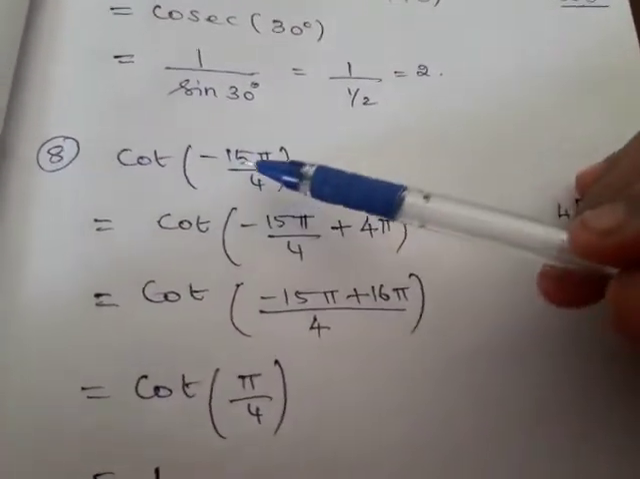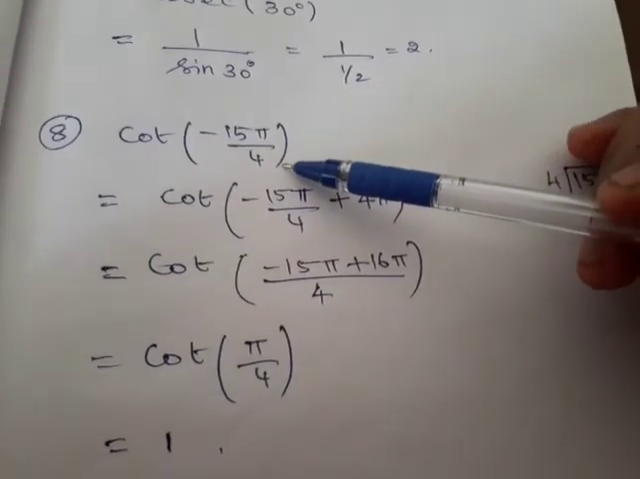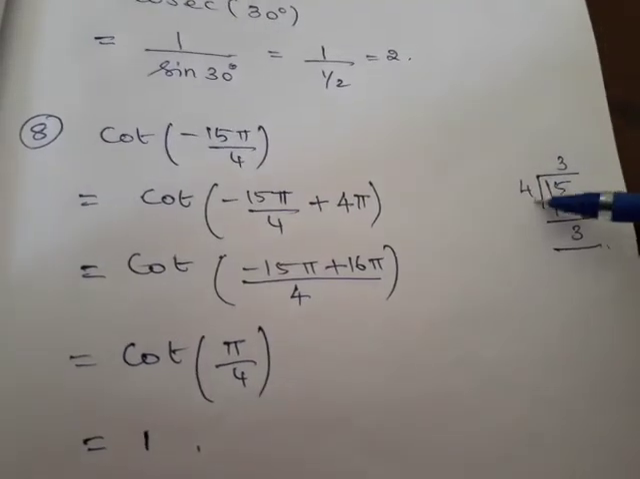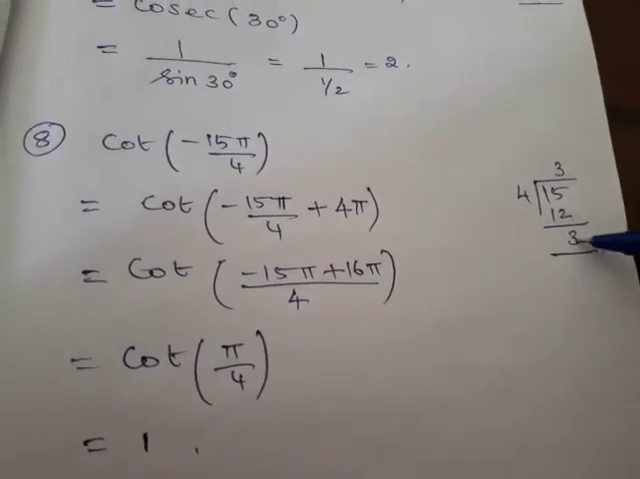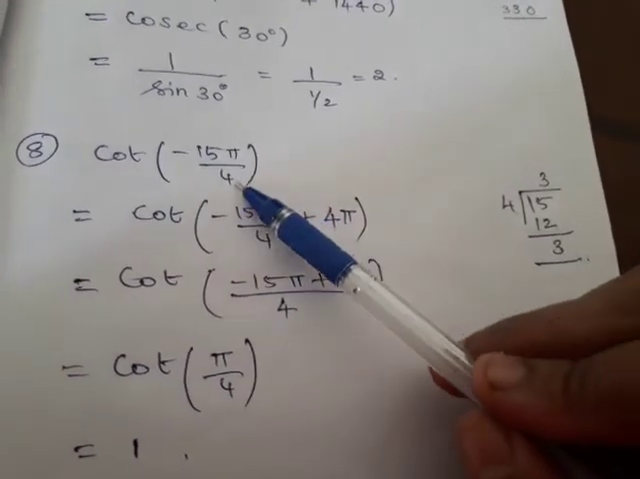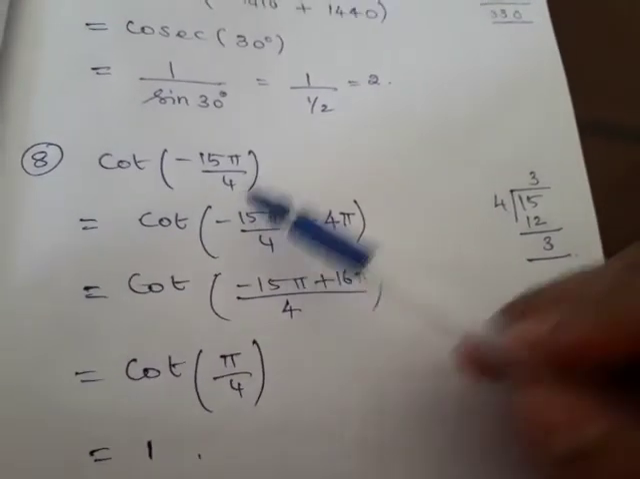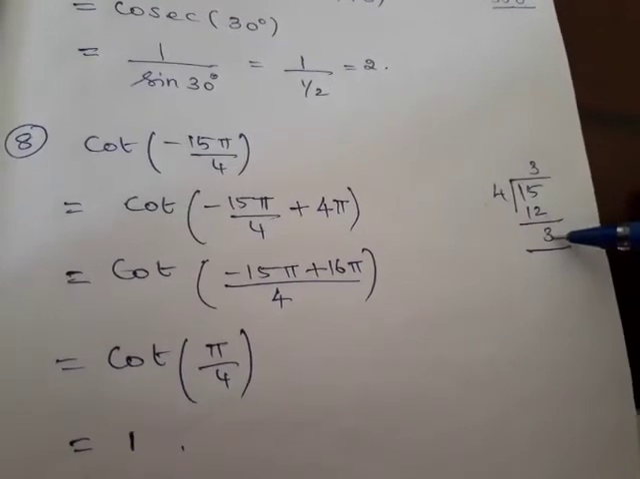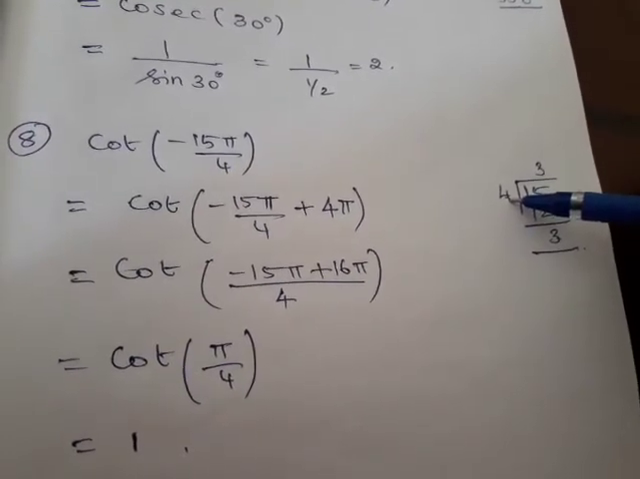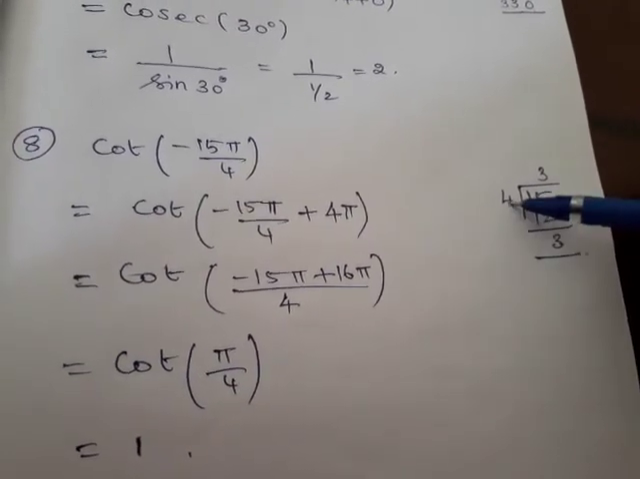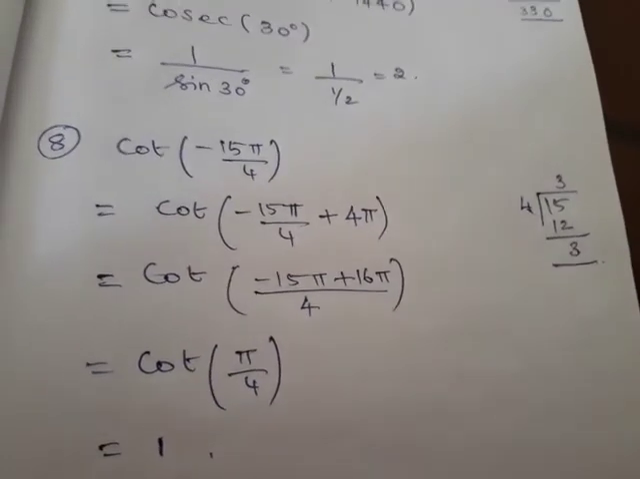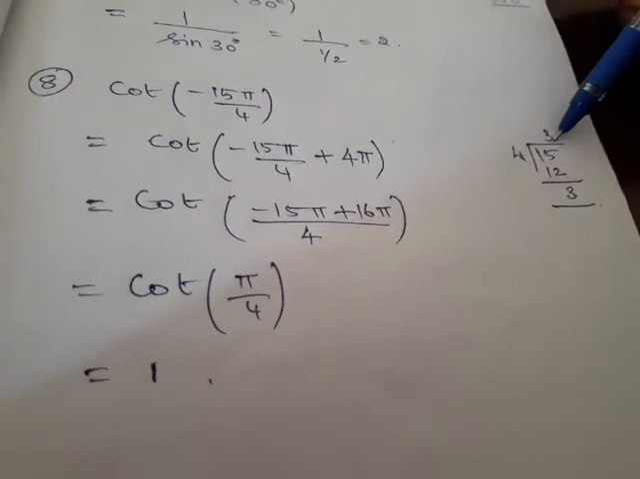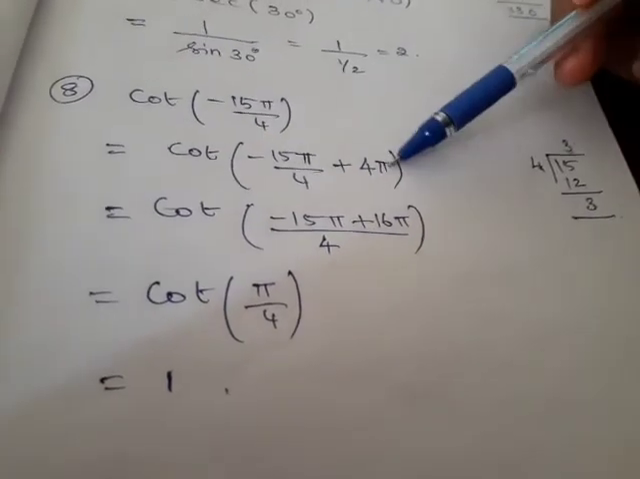Cot of minus 15 pi by 4. Again, if you divide 15 by 4, what will happen? 4 3s are 12, remainder is 3. So if I want to write minus 15 pi by 4, how can I write? I can write minus 3 pi plus 3 pi by 4, right? But again 3 pi by 4 is not a standard angle. So what we did here is take the next number of the quotient, which is 4 pi.